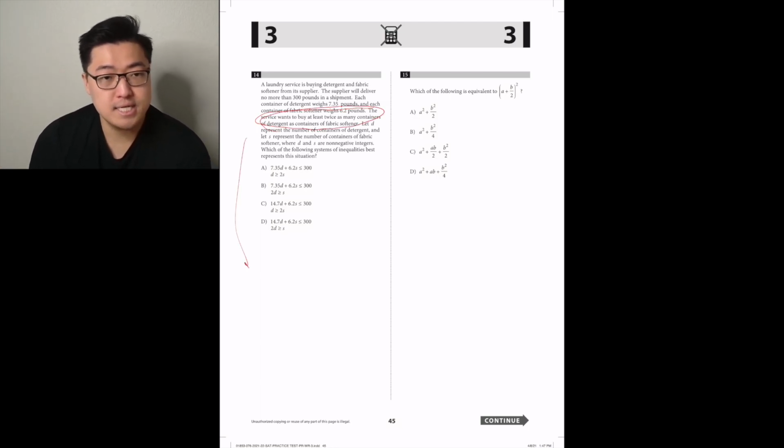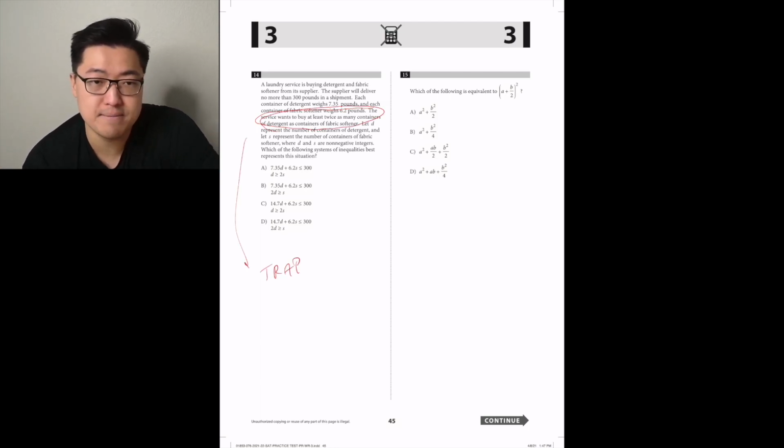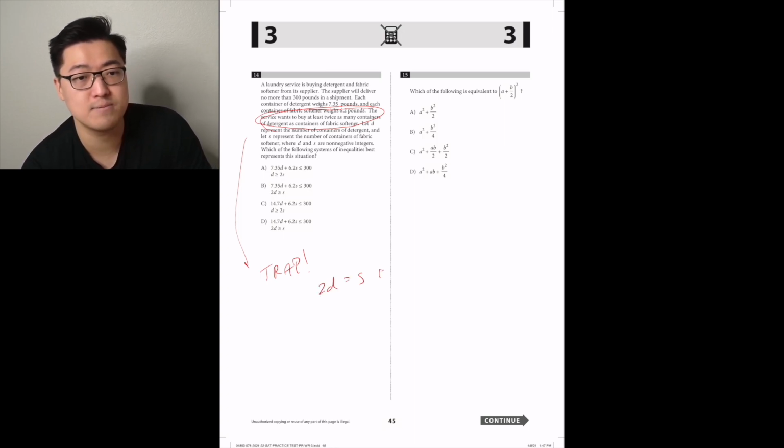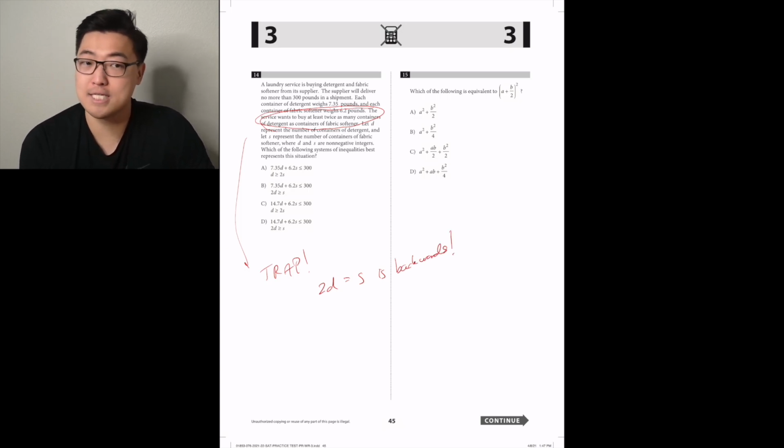A laundry service is buying detergent and fabric softener from its supplier. The supplier will deliver no more than 300 pounds in a shipment. Each container of detergent weighs 7.35 pounds, and each container of fabric softener weighs 6.2 pounds. The service wants to buy at least twice as many containers of detergent as containers of fabric softener. This is the trick, I think.